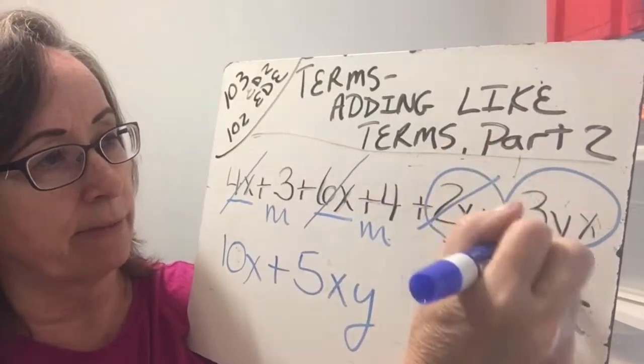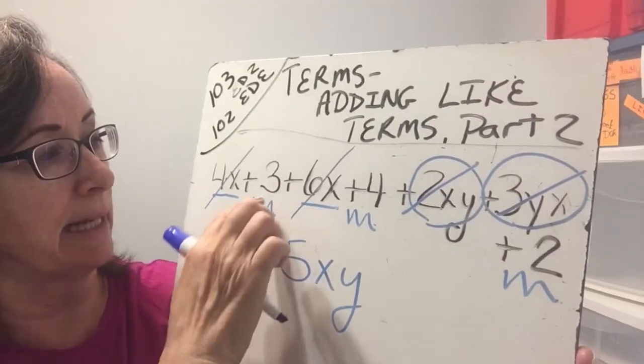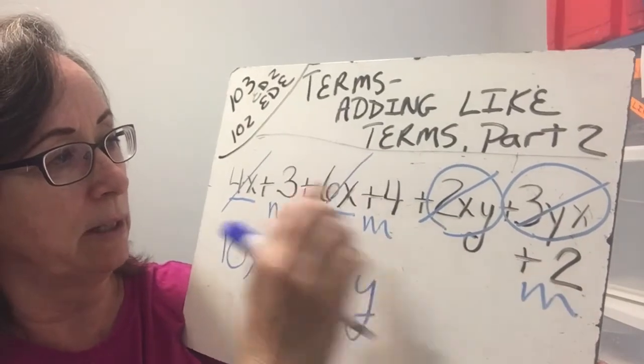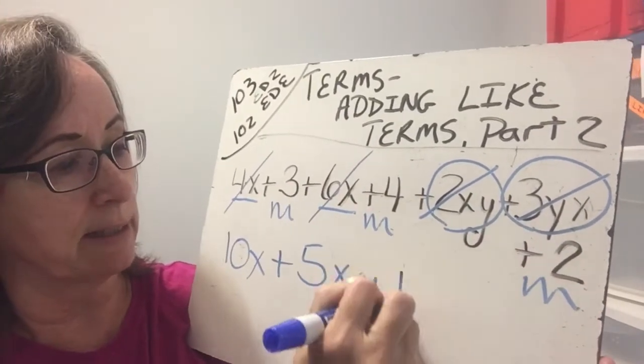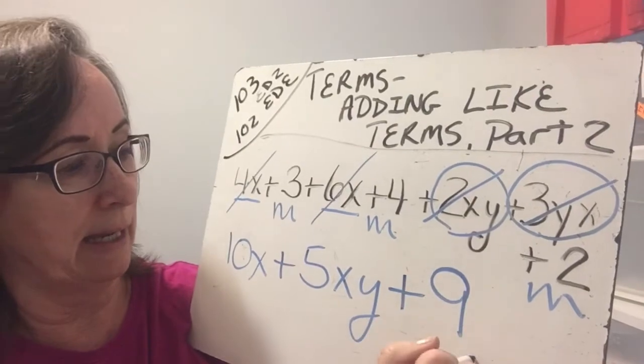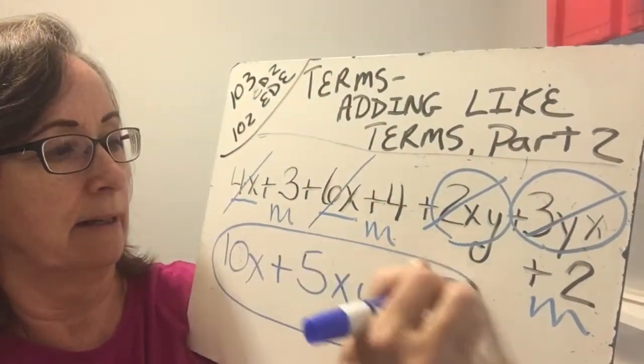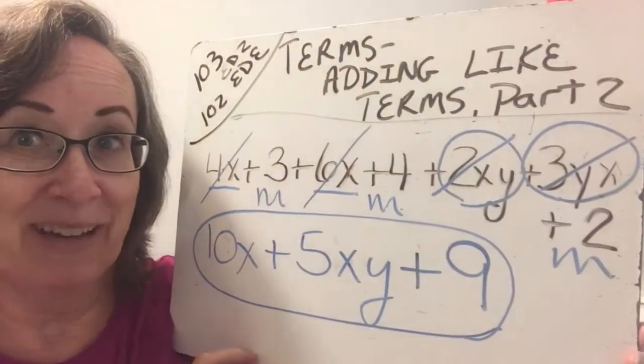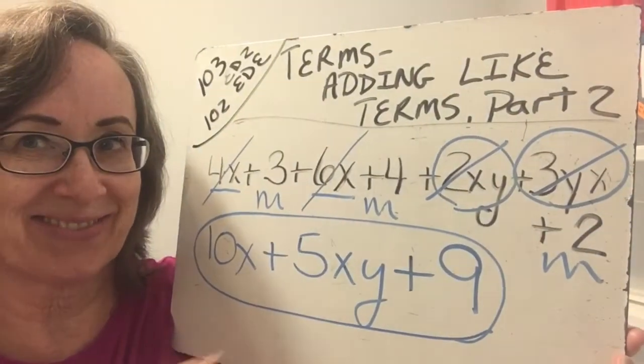So we can cross out those two. And lastly, 3 plus 4 plus 2 is 7 plus 2 is 9. And now we have it simplified.